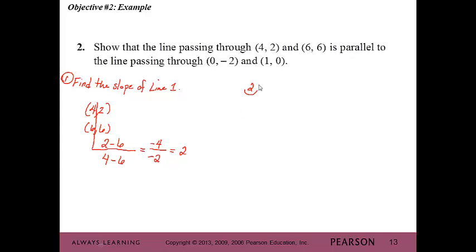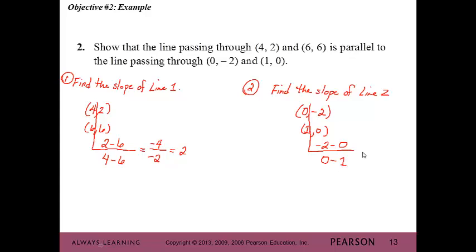And then the second thing we need to do is find the slope of the second line. So again, let's stack our points, 0, -2, and 1, 0. Draw a vertical line down your commas and extend to the right. And we have -2 minus 0, and then 0 minus 1, which is -2 divided by -1, which is 2. 2 equals 2, therefore these lines are parallel.